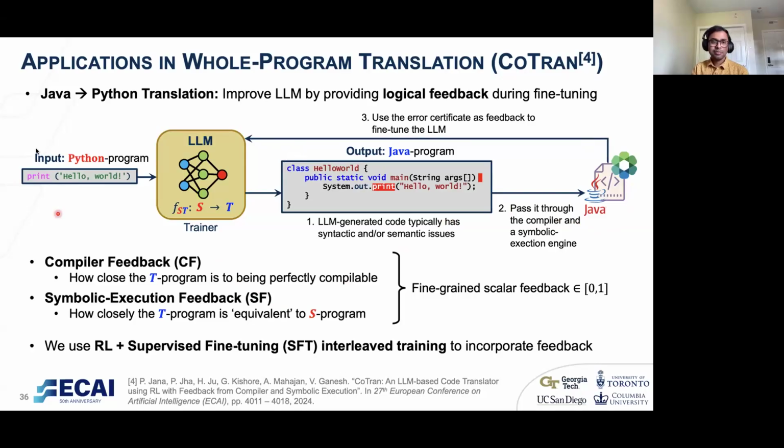Both of these are scalar feedback. We use reinforcement learning to incorporate them during fine-tuning. Overall, we found that such carefully designed logical feedback during fine-tuning significantly improves the LLM's ability to translate code, or in general, to produce any formal language object.